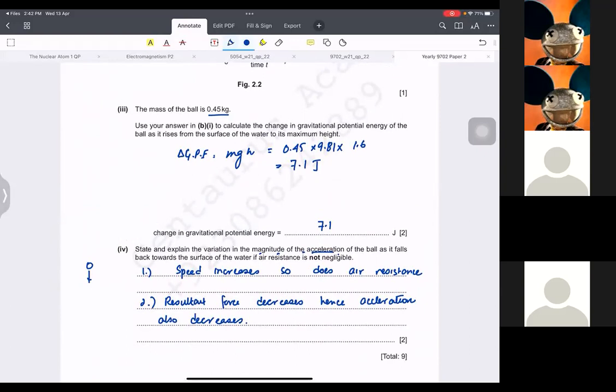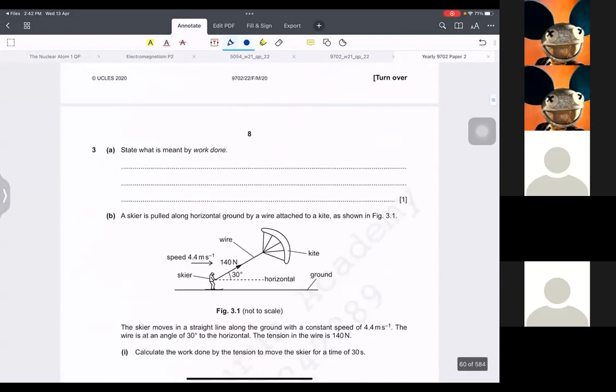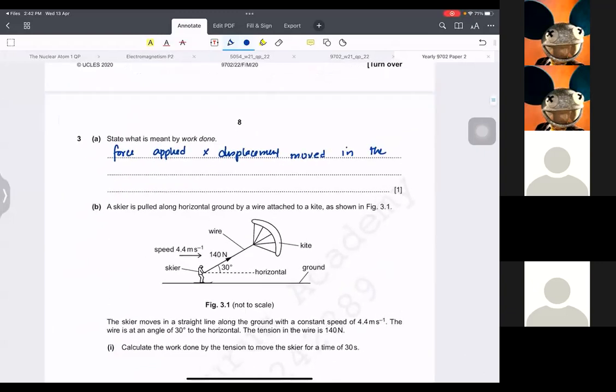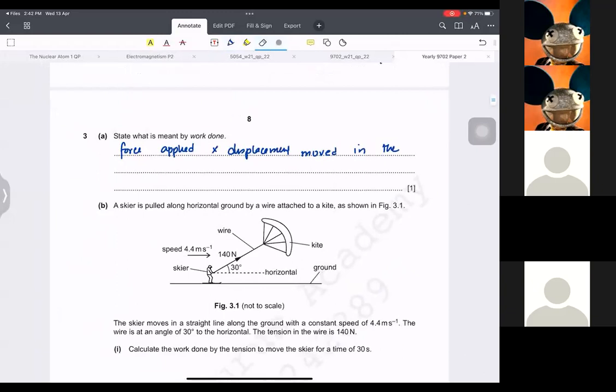All right, now going to 3. What is meant by work done? So work done, you just need to write that it is the force applied times displacement moved in the direction of force. This is very important.